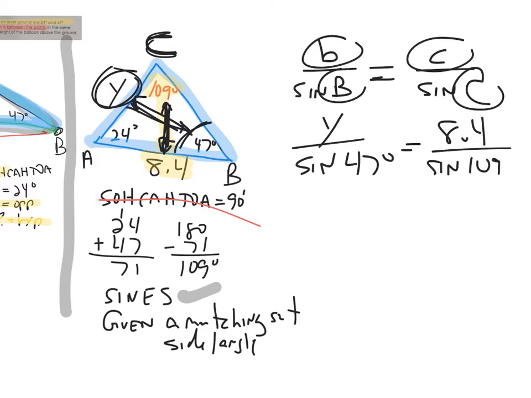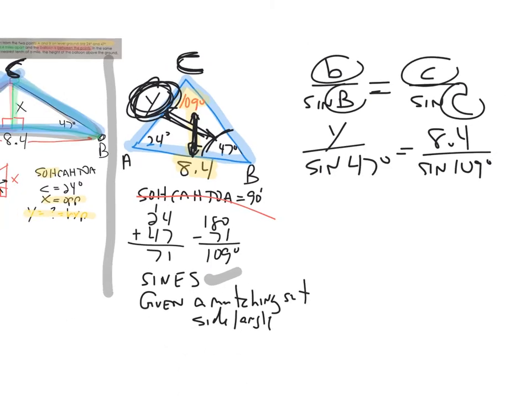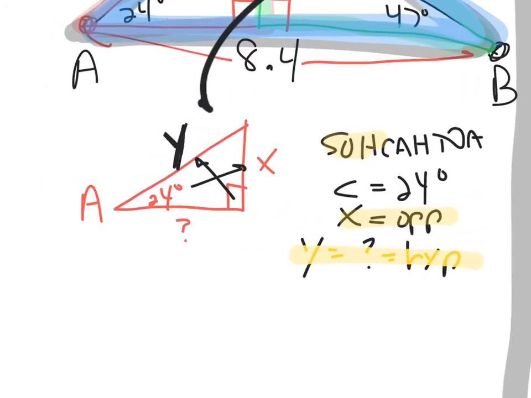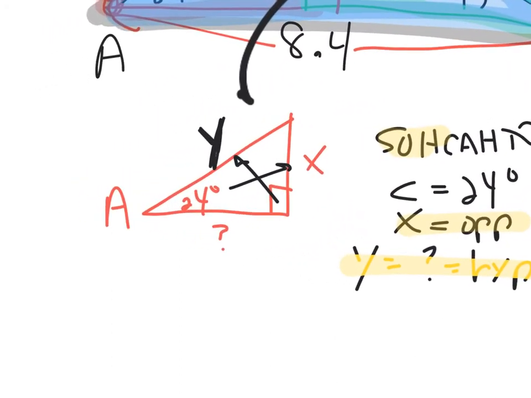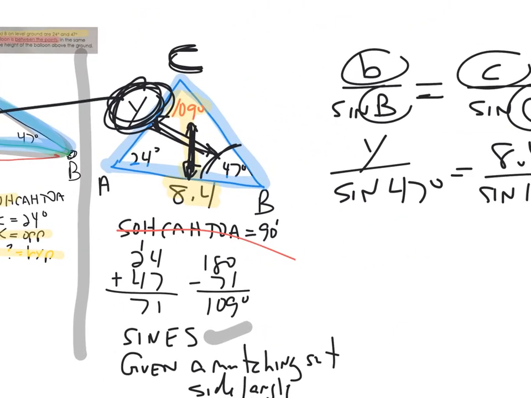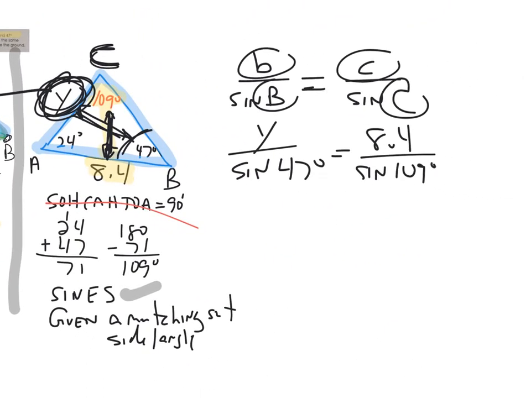Again, what am I trying to do? I'm trying to solve for y, so that way I'll have the hypotenuse of that right triangle, and then I'll be able to go about solving for x, the height of the balloon. So let me go back to this triangle. Here I'm using the law of sines, so I'm going to cross multiply.